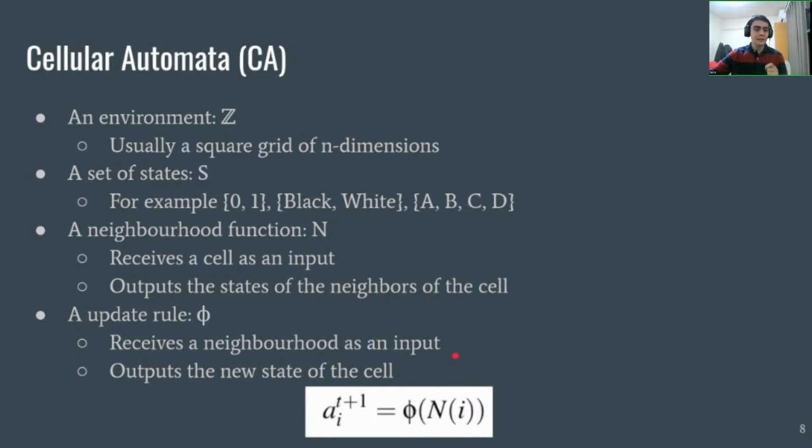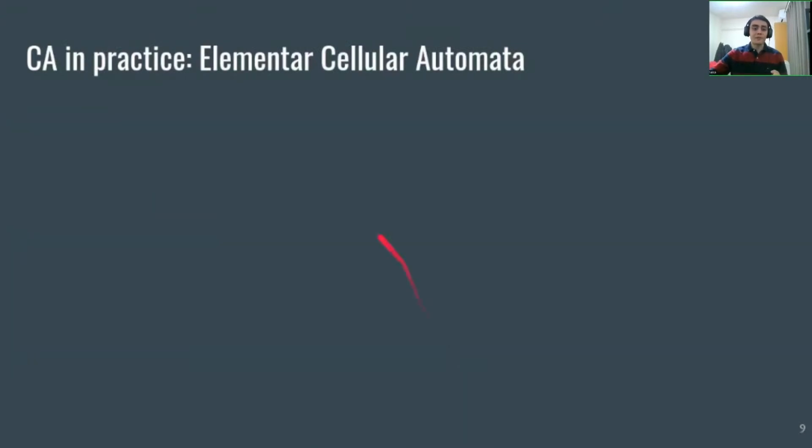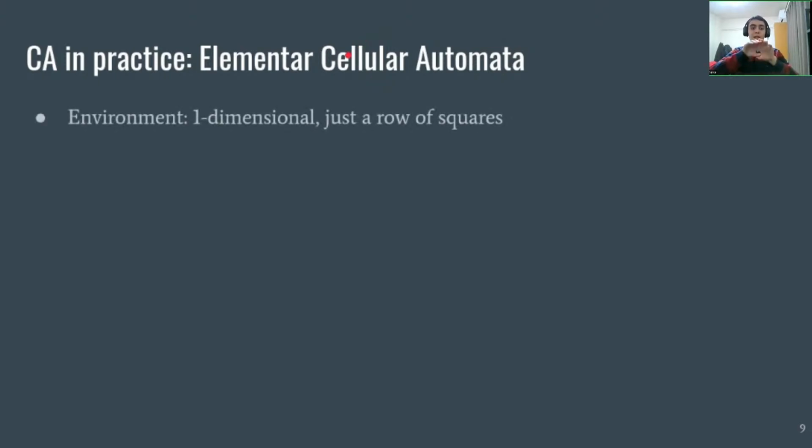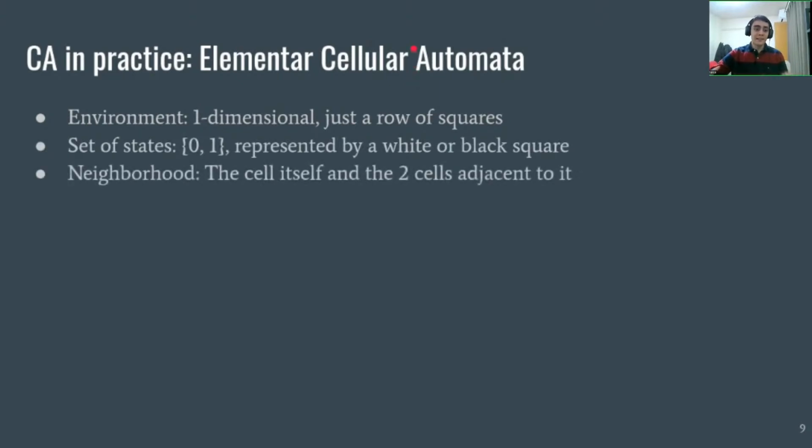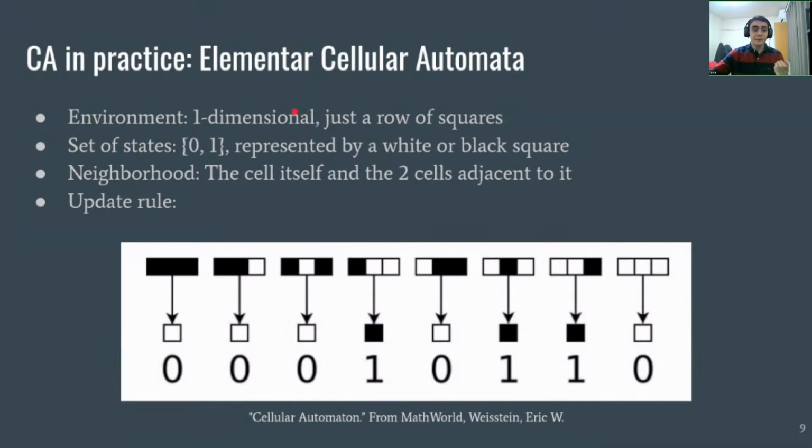Let's check another example of a cellular automata. This one is called Elementary Cellular Automata, and it only has one dimension, a row of squares. Its set of states is the same as the Game of Life, black or white. And the neighborhood of a cell is itself and the ones adjacent to it. Since this neighborhood is made of only 3 cells, the rule only has to define what is the next state for each combination of these 3 cells.